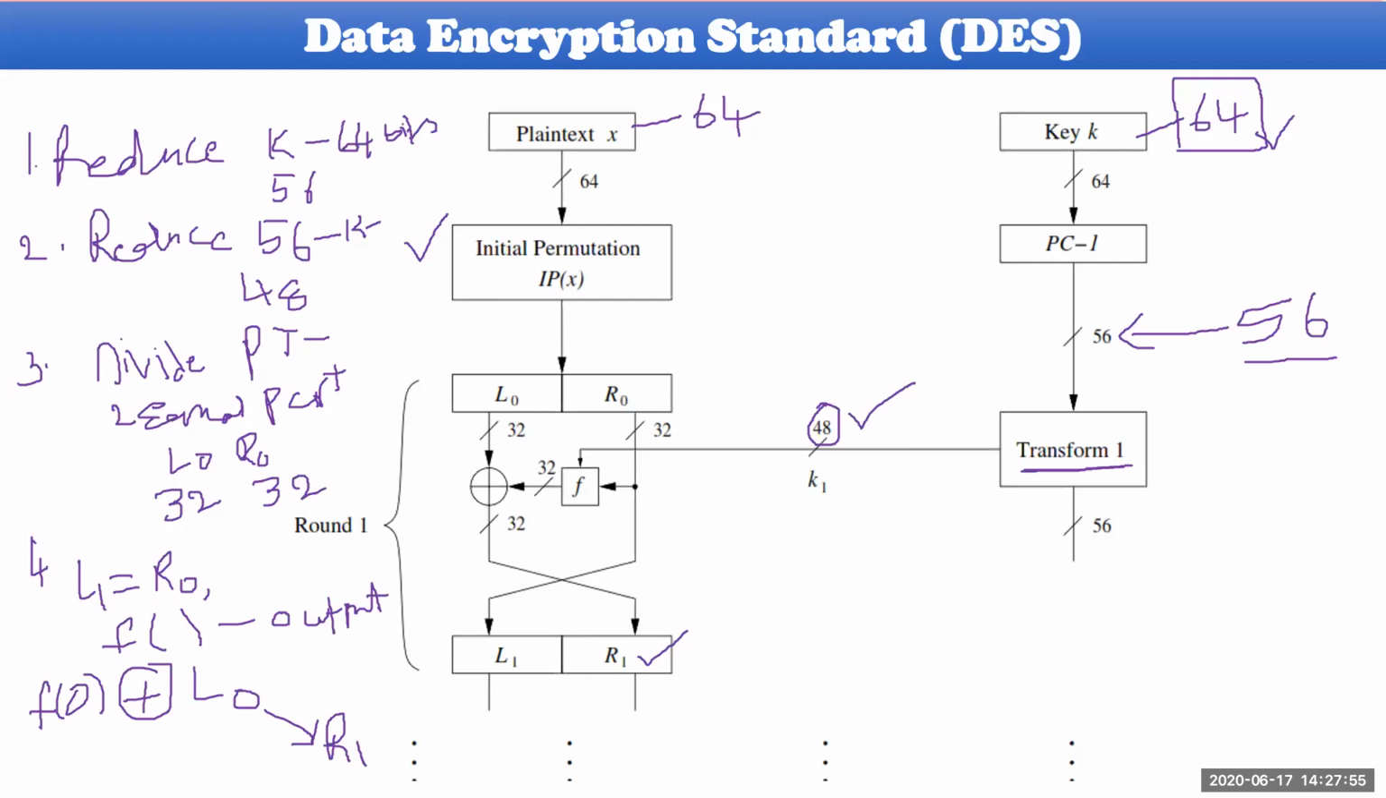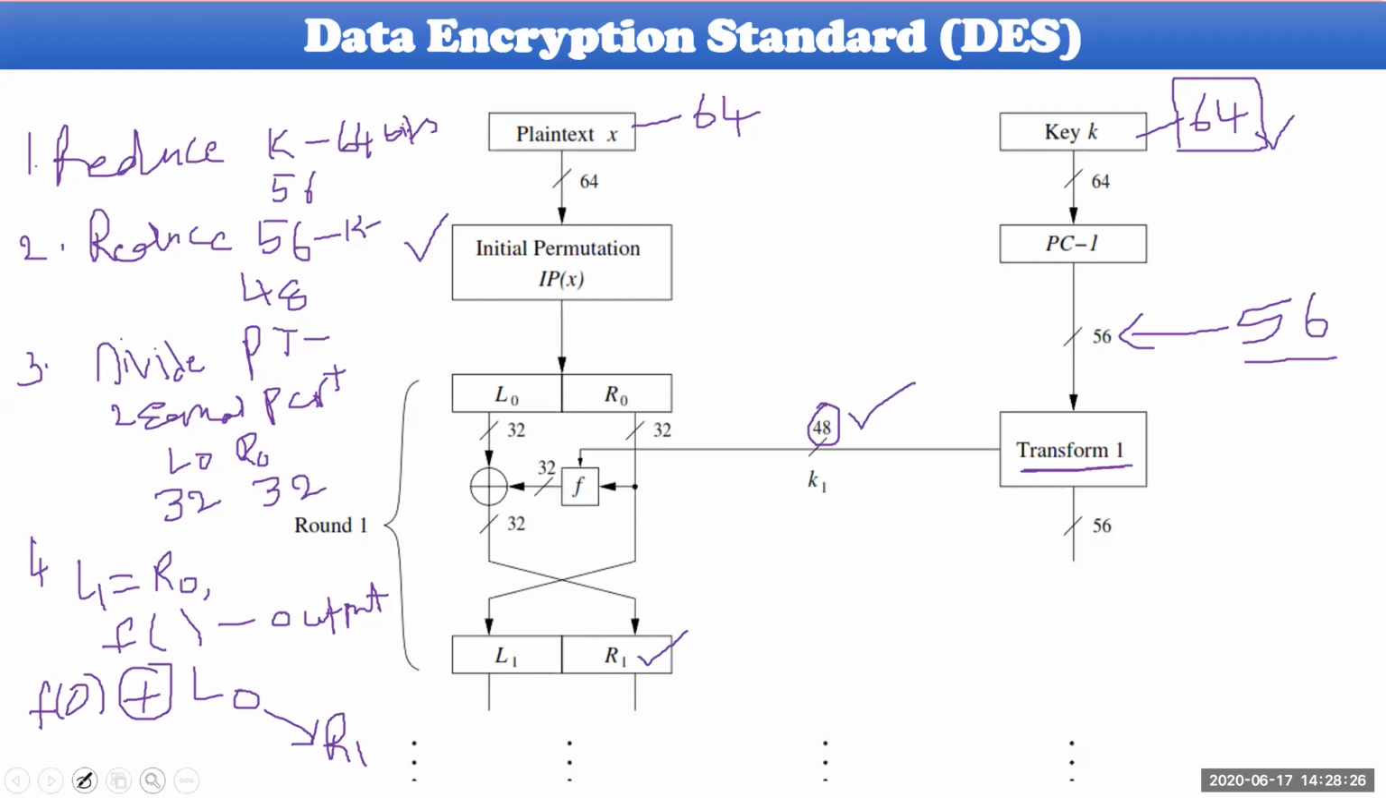First of all, the key reduction happens in the first round only. From the second round onwards, only operations 3 and 4 happen. So the first and second operations do not take place from the second to the 16th round. As the first round begins, reduce your key from 64 bits to 56, and again to 48 bits.